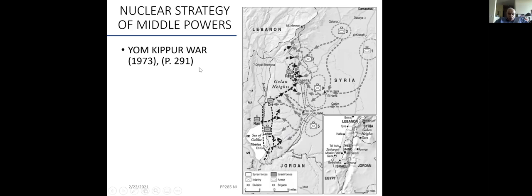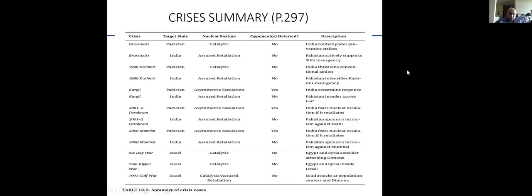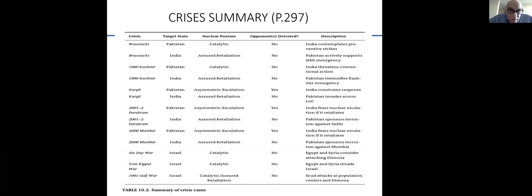Okay, next. There's a crisis summary that Narang put together. You see each one of these, we can go through them sort of quickly. When India contemplated a preventive strike against Pakistan, but chose not to do so. When India was supporting the Sikh insurgency and possibly considered assured retaliation against India, but did not do so. When India threatened conventional action against Pakistan, but did not do so.